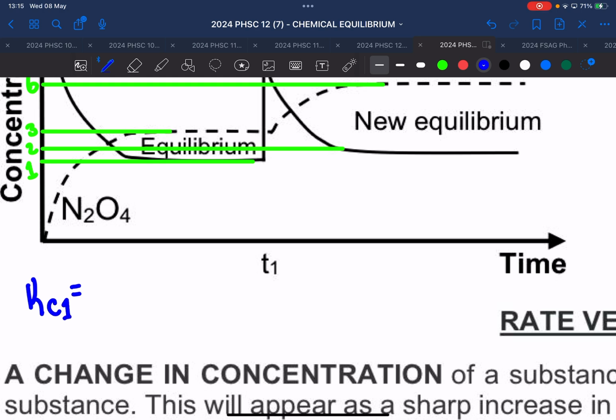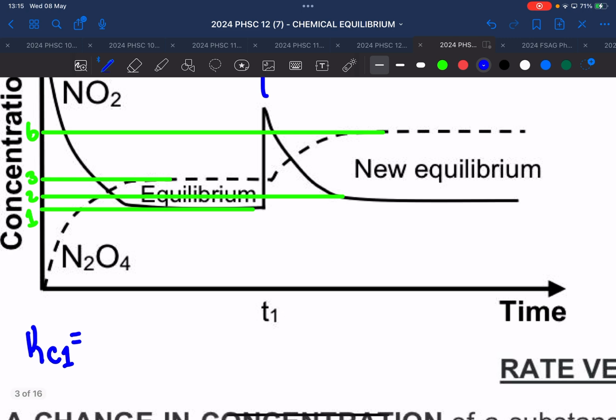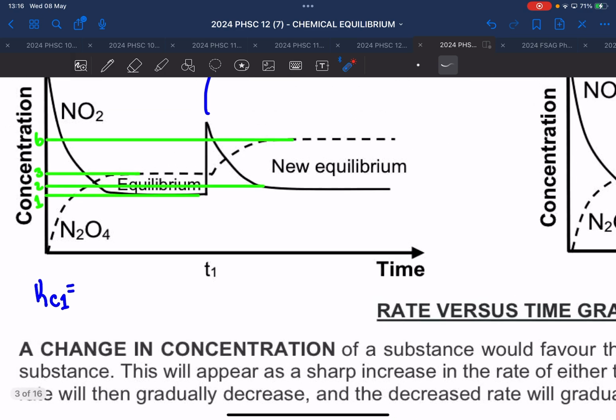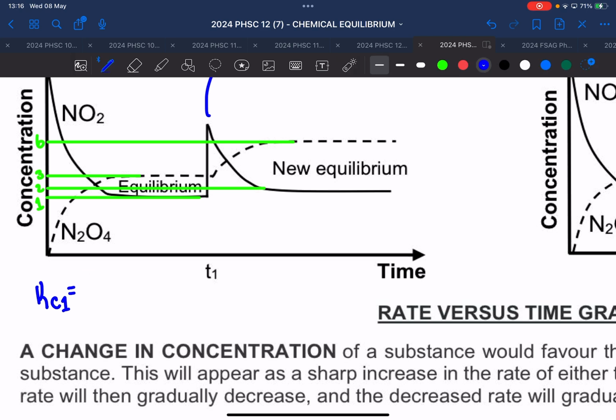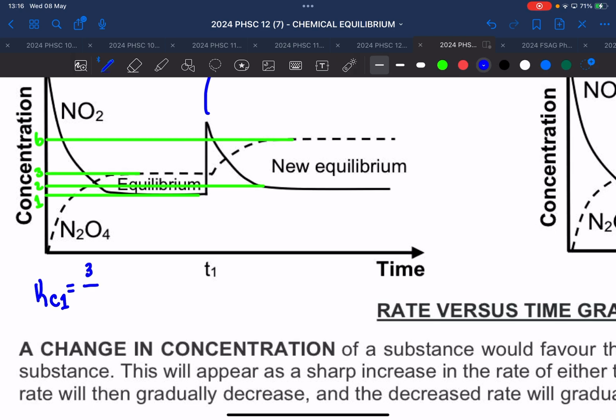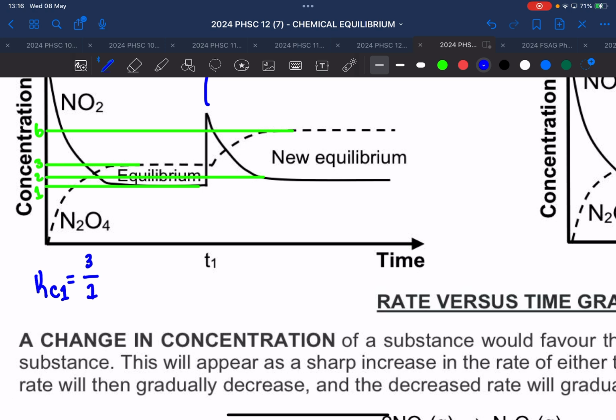Our Kc value is the concentration of our products over the concentration of our reactants. So for the first reaction, N2O4 is our product, yeah? The concentration is 3, and the concentration of our reactant will be 1. So this is the values assigned to it. Then this is equal to 3. Then the Kc value for our second equilibrium, we have 6 divided by 2.